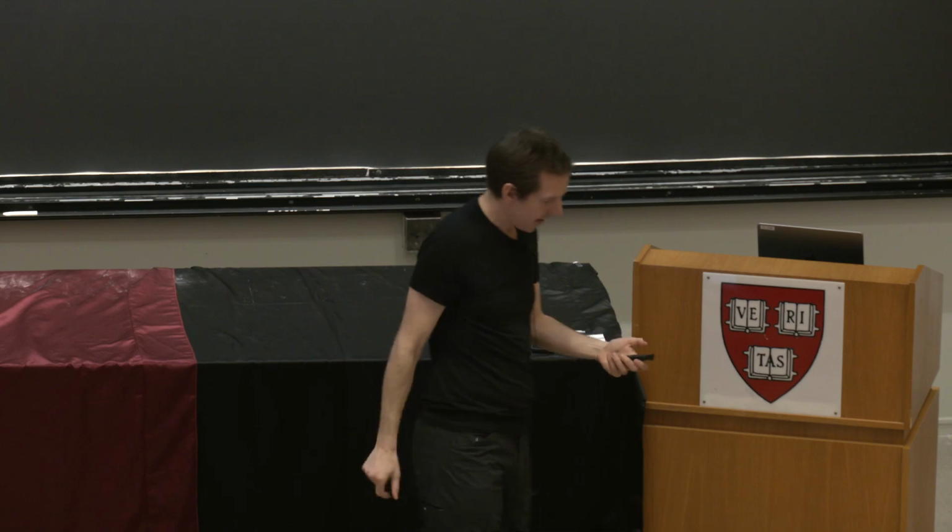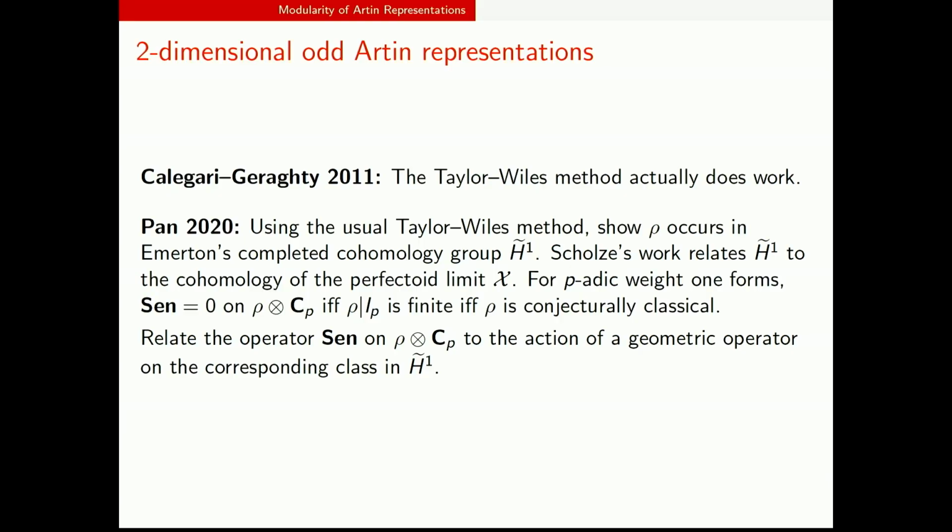Okay, so that's maybe quite reductive, but that's kind of the basic idea. You're relating the Sen operator to this geometry, and then you're going back and forth. Yeah, so exactly, you show that the Sen operator is 0 if and only if rho is classical. That's kind of what you expect.